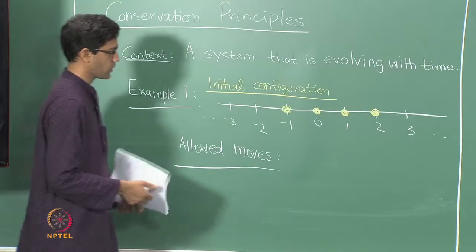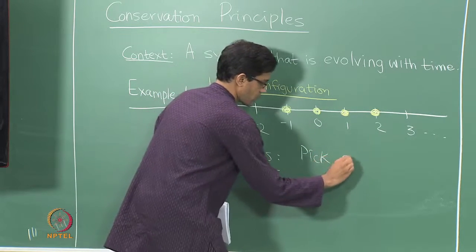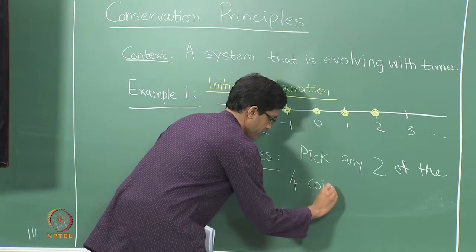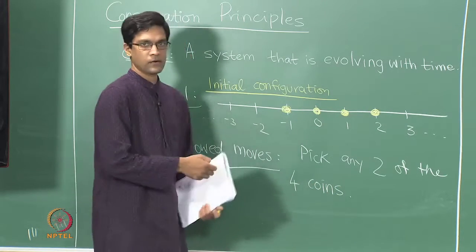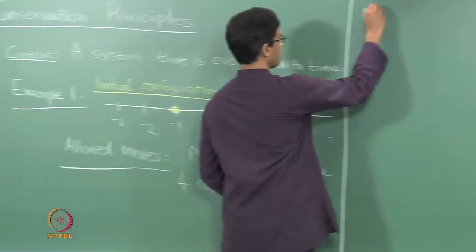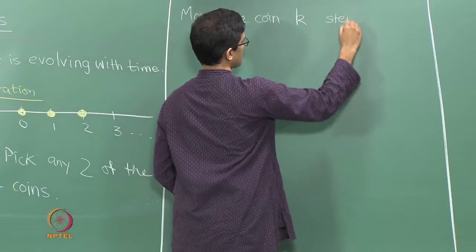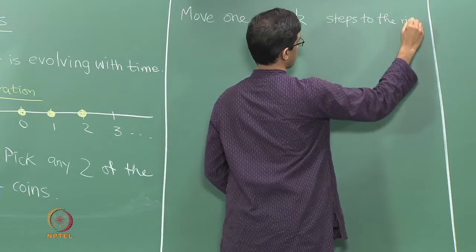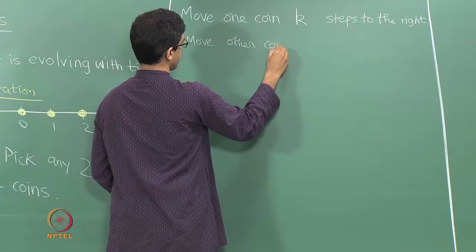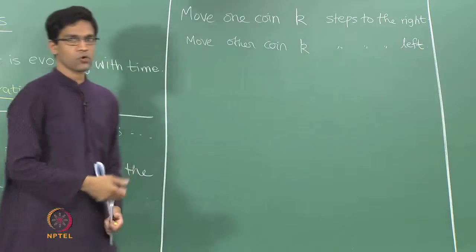So at time t equal to 1, here's what you're allowed to do. You pick any 2 of these 4 coins. Okay, so here's the allowed move. Pick any 2 of the 4 coins, and do the following: move one of them k steps to the right and the other k steps to the left. So move one coin k steps to the right, where k can be any number, and move the other coin k steps to the left. Okay, so here's a rule for evolving the system.